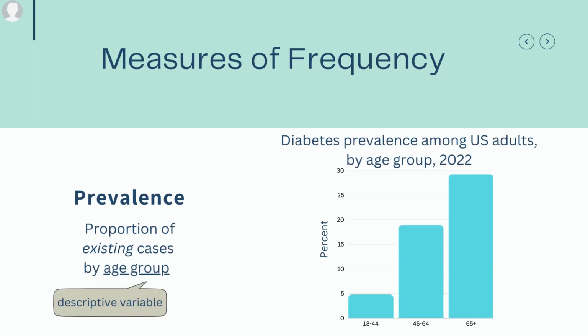We can look at the distribution of health issues by descriptive variables such as age, sex, or race ethnicity. This chart shows the prevalence of diabetes among US adults by age group. We can see that among 18 to 44-year-olds, the prevalence was nearly 5%. This means that nearly 5% of all 18 to 44-year-olds in the US in 2022 had type 2 diabetes.